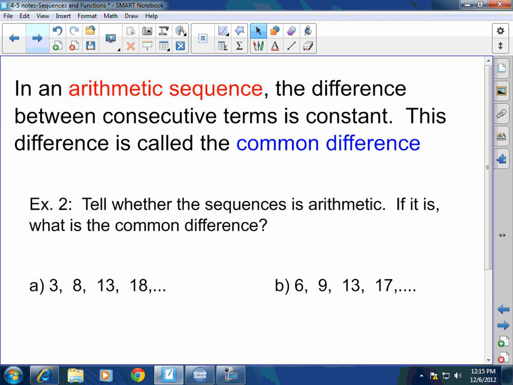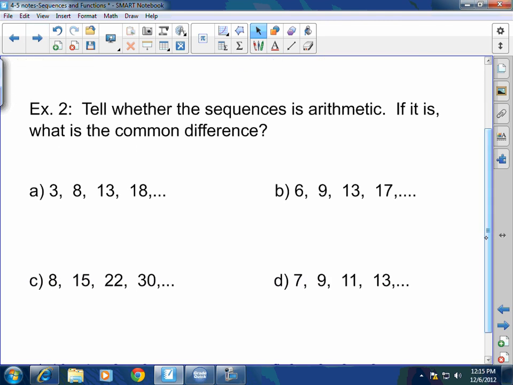So for these next examples, we want to tell whether the sequence is arithmetic. If it is, what is the common difference? So we do not have to test for geometric anymore. We're only testing for arithmetic because that is what we are told to do. So this is going to be a lot easier and a lot quicker. So my test will only be the arithmetic test.